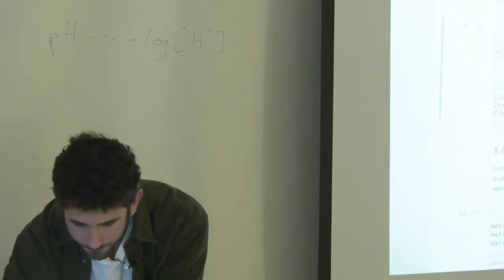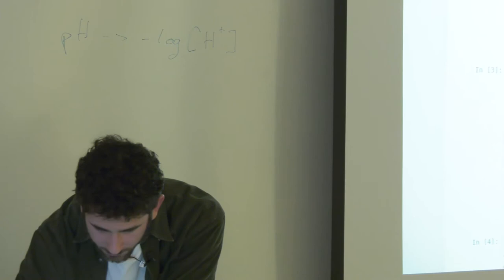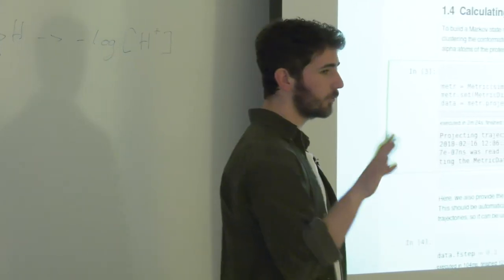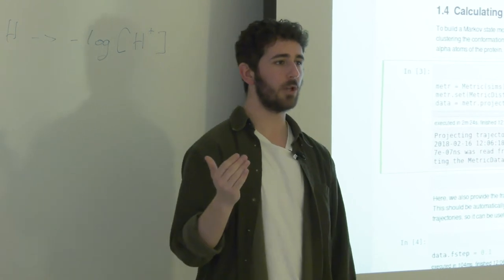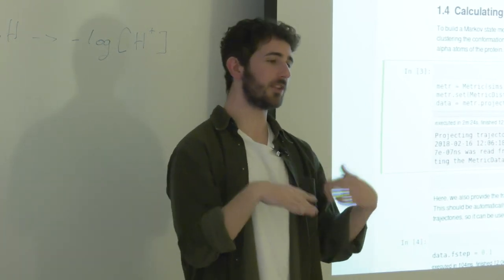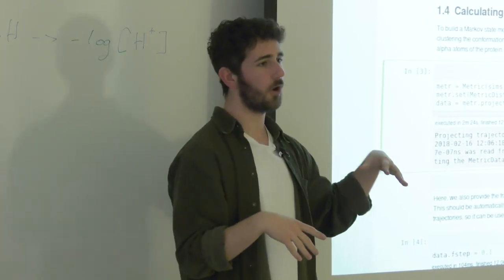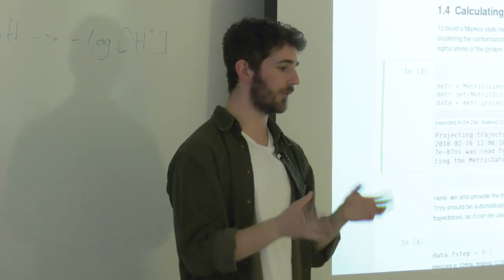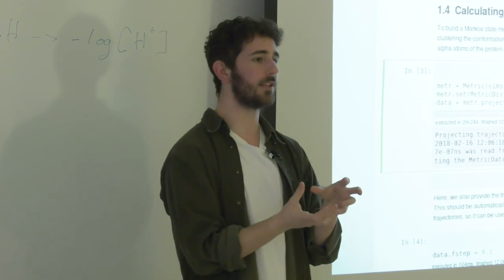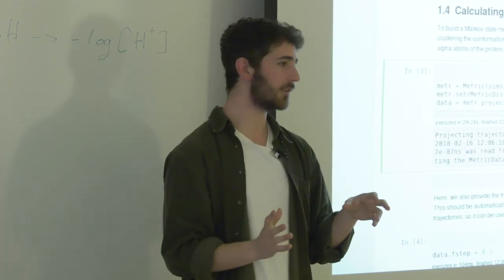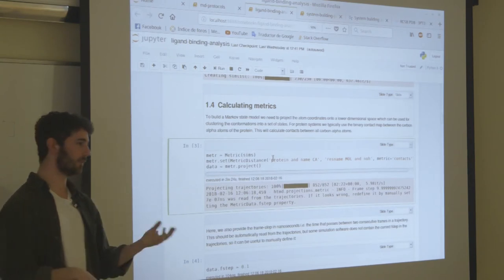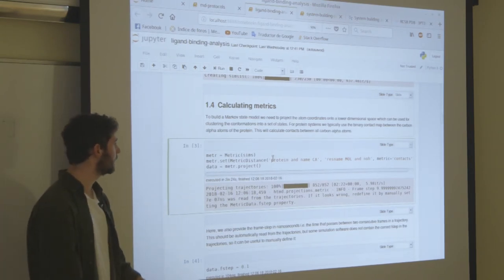Then here we're going to start the analysis workflow, where we want to reduce the dimensionality of the data in our trajectories, and after we've reduced the dimensionality, we will cluster this space and create a Markov model based on that reduced dimensionality data.